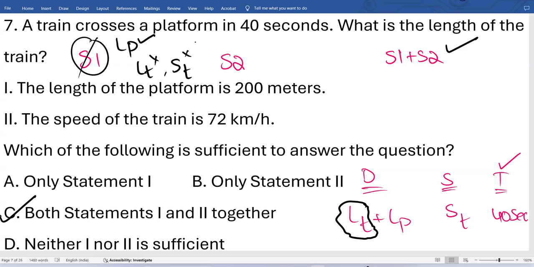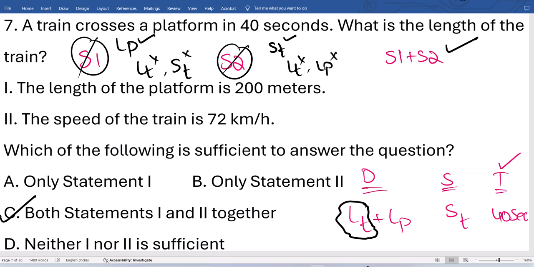Okay, two alone, sir. Two alone. I got the speed of the train, fine. But I don't know the length of the train and the length of the platform. One equation, two unknowns, not possible. That is why both data are required. That's why both statements 1 and 2 put together are required to answer that question. Now, what is the answer, sir?